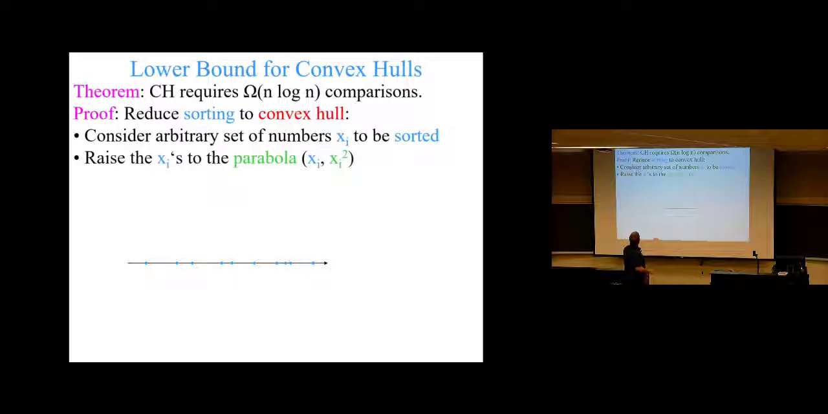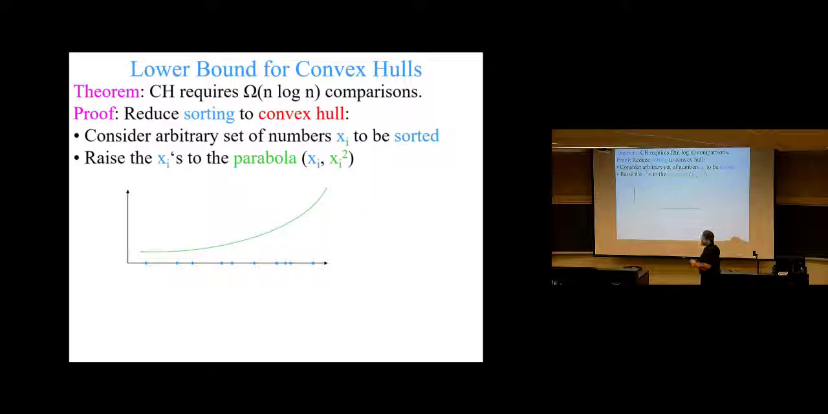What we're going to do is raise them all to a parabola. So we're going to go to the second dimension, because sorting is a one-dimensional instance. Sorting inherently is one-dimensional. How many understand that abstraction? It's just points on the x-axis, just numbers. Convex hull is essentially a two-dimensional problem, or higher dimension. But the one-dimensional version of convex hull is trivial.